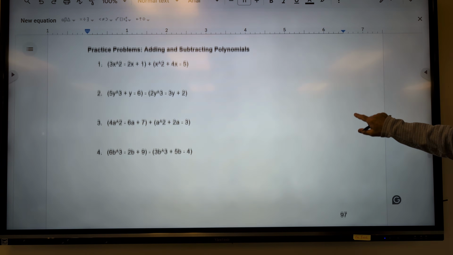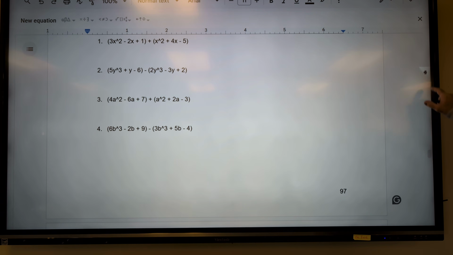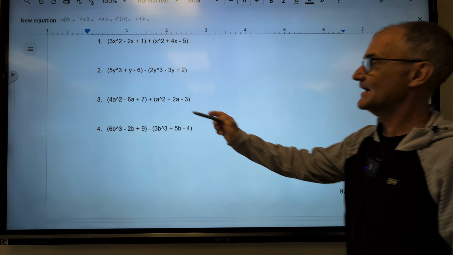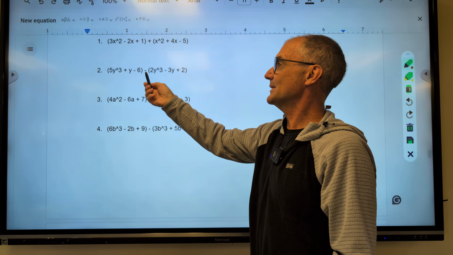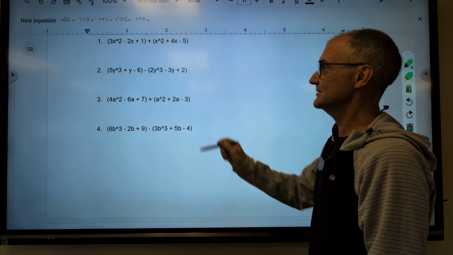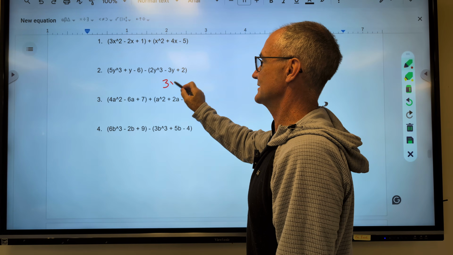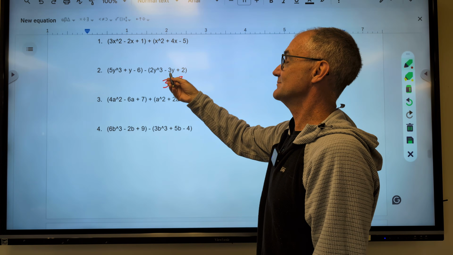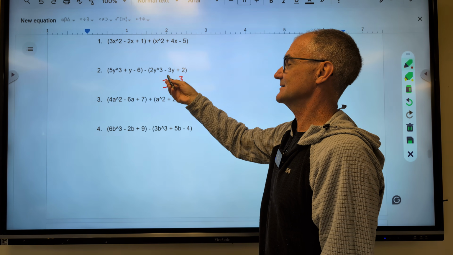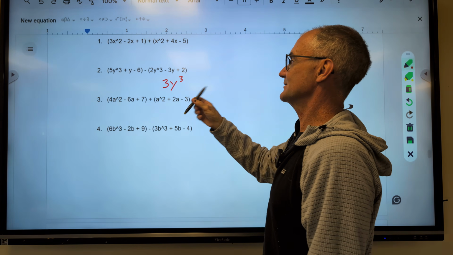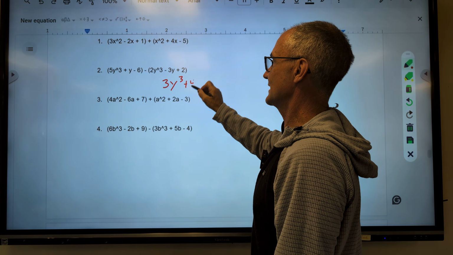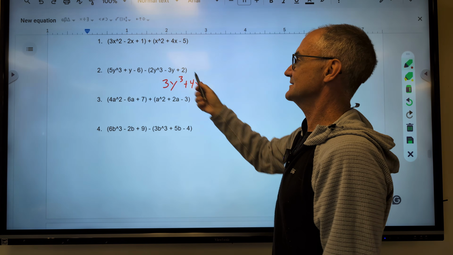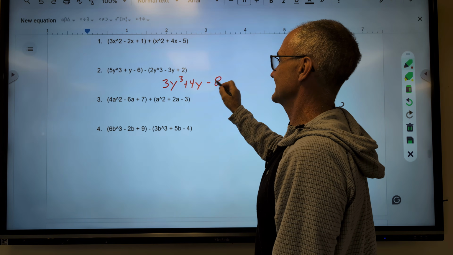Okay, let me scroll up here a little bit to number 2. Hopefully this notation isn't throwing you off too much. 5y to the third minus 2y to the third is going to give me 3y to the third. 1y minus, that's going to make it positive. Y plus 3y is 4y. Negative 6 minus 2 is negative 8.